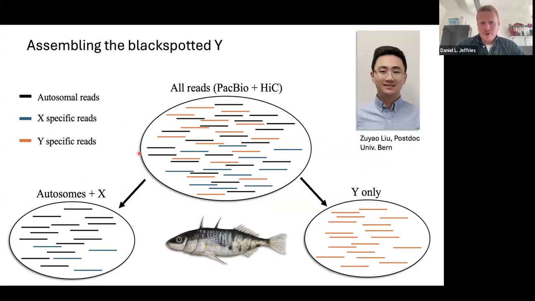So the first thing we wanted to do then was assemble the Y of black spotted. And I won't go into the details of how we did this. It was mostly done by a PhD student who's now a postdoc in the lab, Xiao Liu. The general approach was to sequence a male using PacBio and Hi-C. We also had both male and female population data, just raw Illumina data for the species, which we used to identify male-specific k-mers and search those k-mers against the PacBio and Hi-C reads in order to pull out putatively male-specific PacBio and Hi-C reads. This basically gave us a Y-only pool of PacBio and Hi-C and an autosomes and X pool of PacBio and Hi-C, and we then performed two assemblies separately.